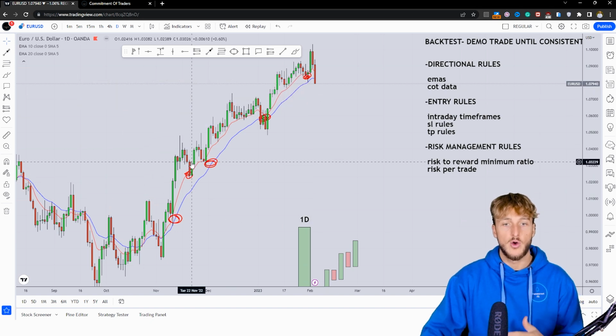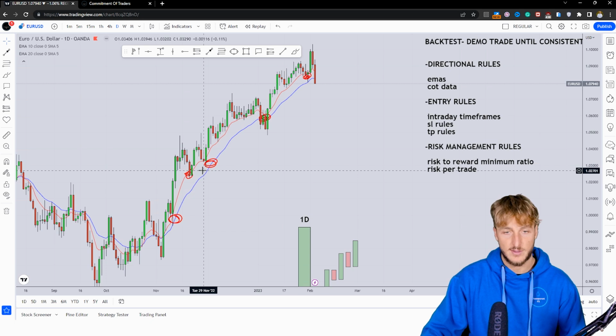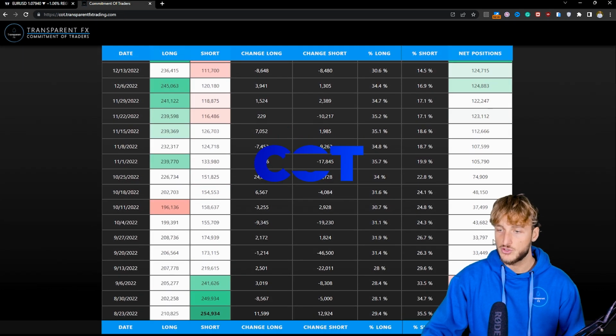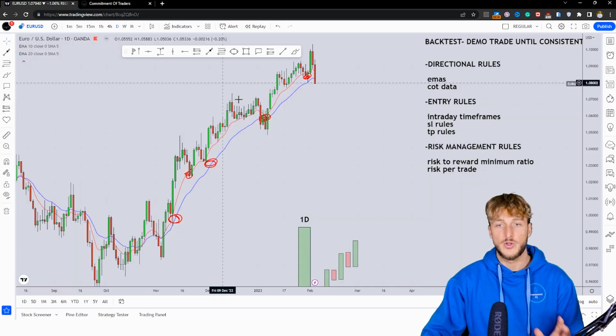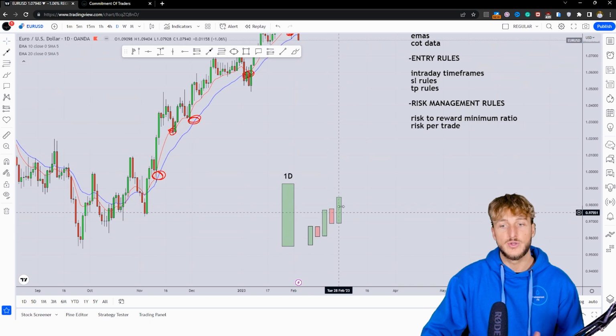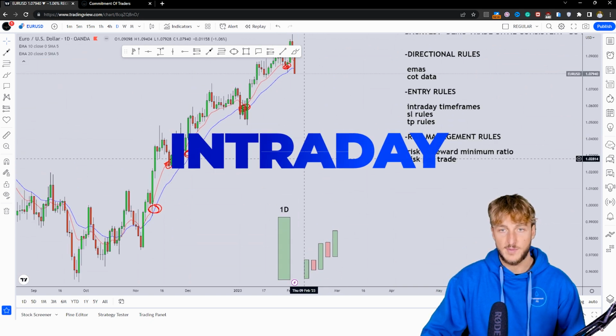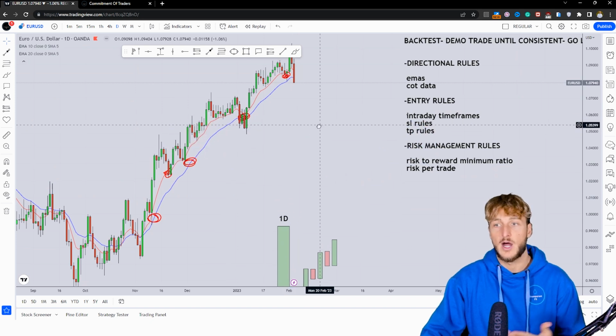So at that point, once we look, for example, at the daily time frame, we see the EMAs cut for long. We see the net positions here that are getting increased from an institutional perspective. So we already know that we are only looking for longs. At that point, what we could do is go down on the lower time frames to use the structure that we have on the lower time frames to actually time our entry.